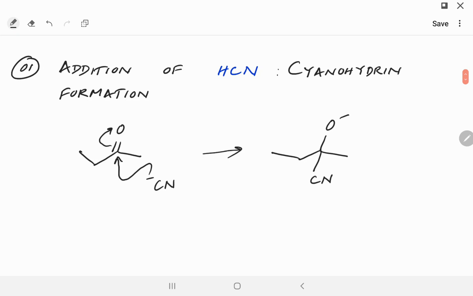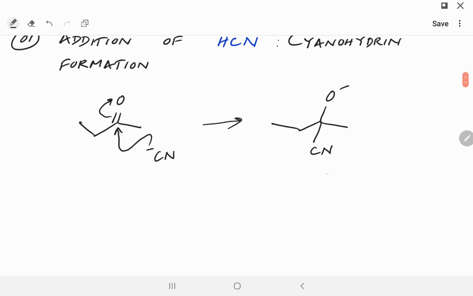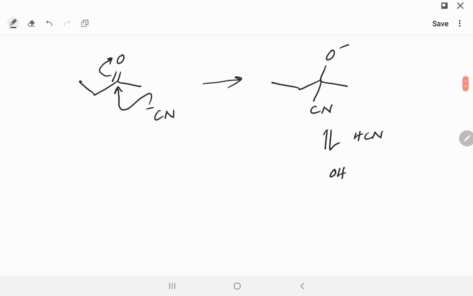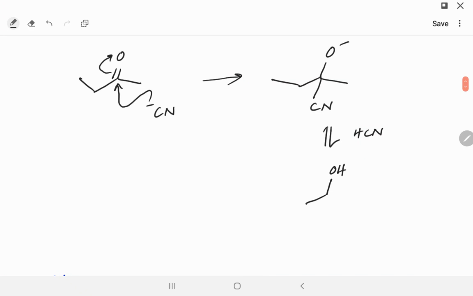Okay, so now the hybridization of carbon has changed from sp2 to sp3. And then once you have this, of course, it will go through protonation. Most of the times the proton will be given from an HCN molecule. HCN molecule will give the proton to the alkoxide ion, forming the respective alcohol.